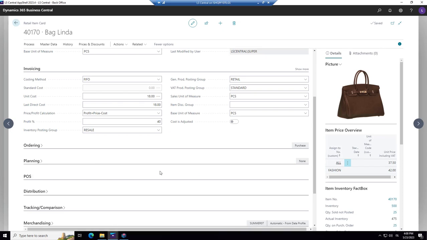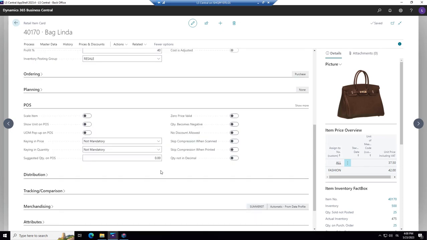Down here we have a special FastTab called POS. Here we define different things. If the item is going to be put on the scale, as usually if you put bananas on a scale and want to know how heavy they are, then that item should be a scale item. This one here, UOM pop-up on POS, we will look into later. This allows us to sell, for example, coffee in different measures. It can be a small cup, large cup, bring your own cup, or things like that. So that is one of the things that need to be enabled when we are selling items like that, but there are more.